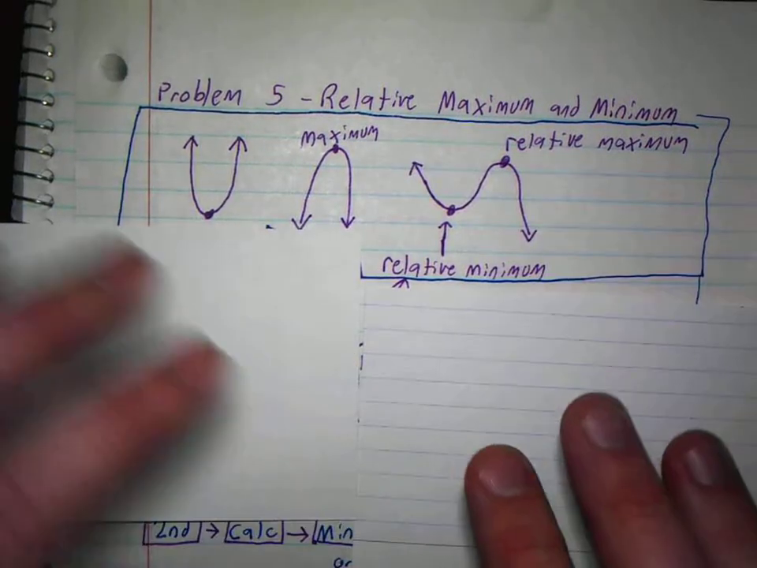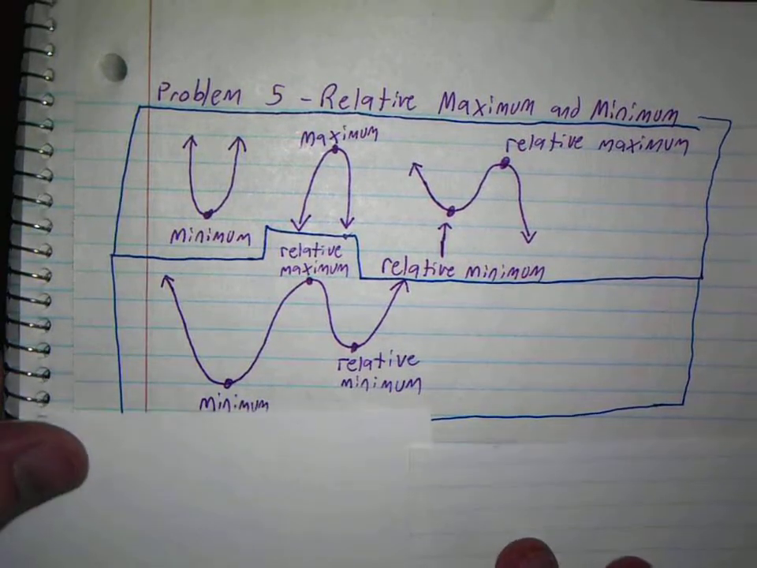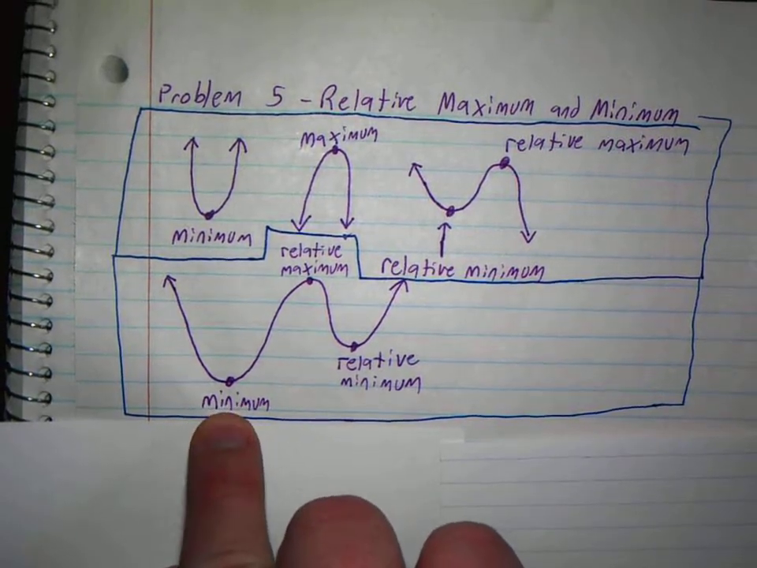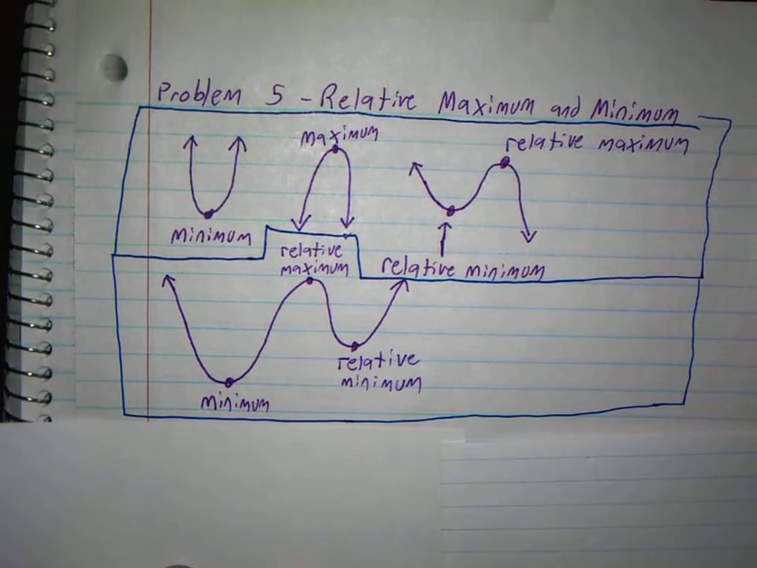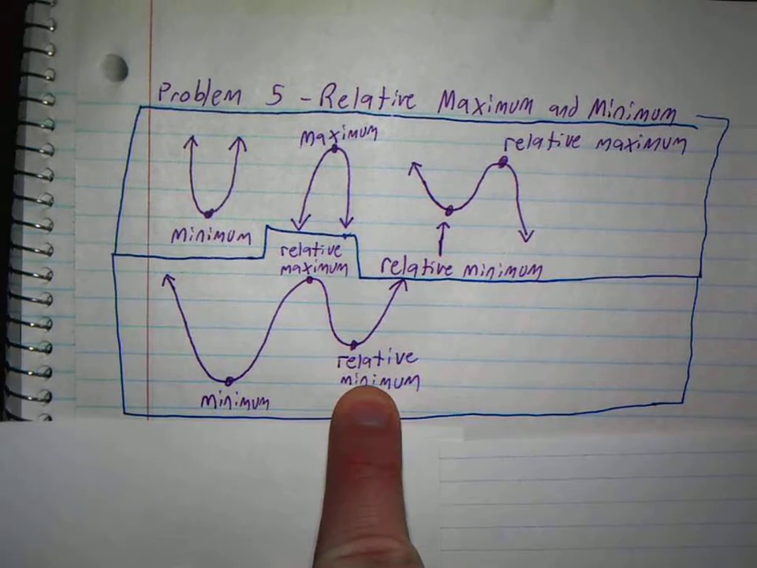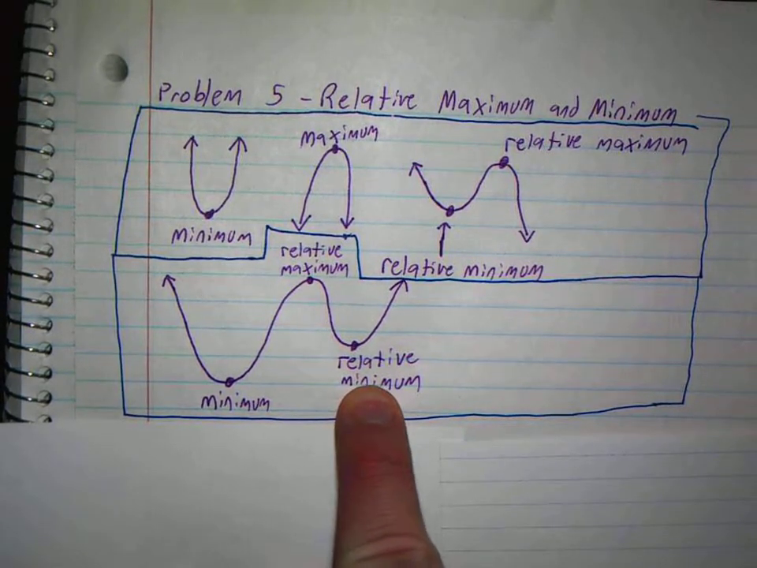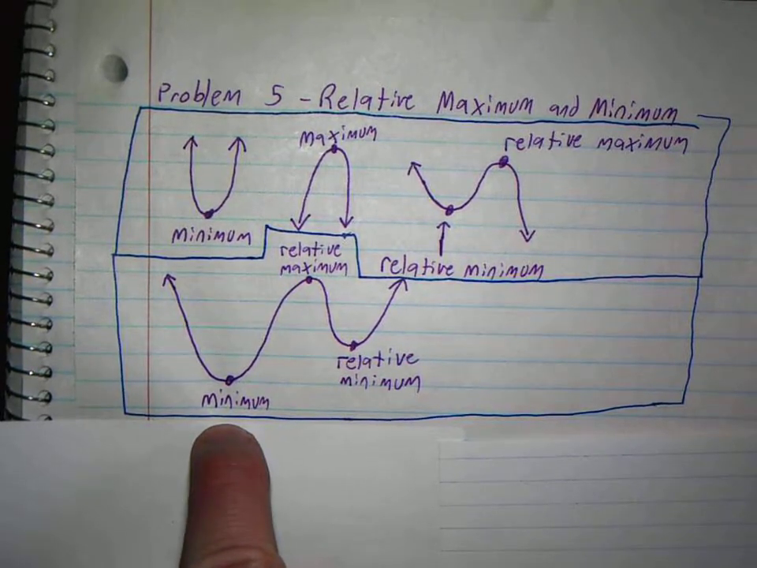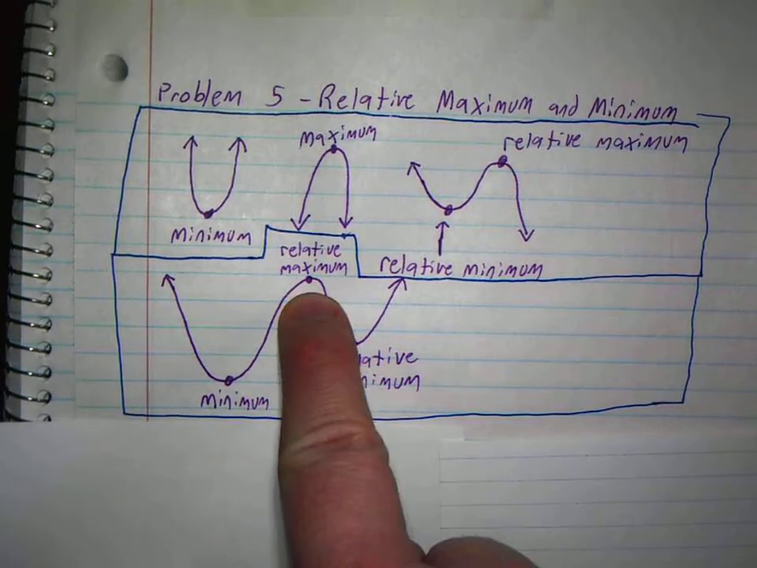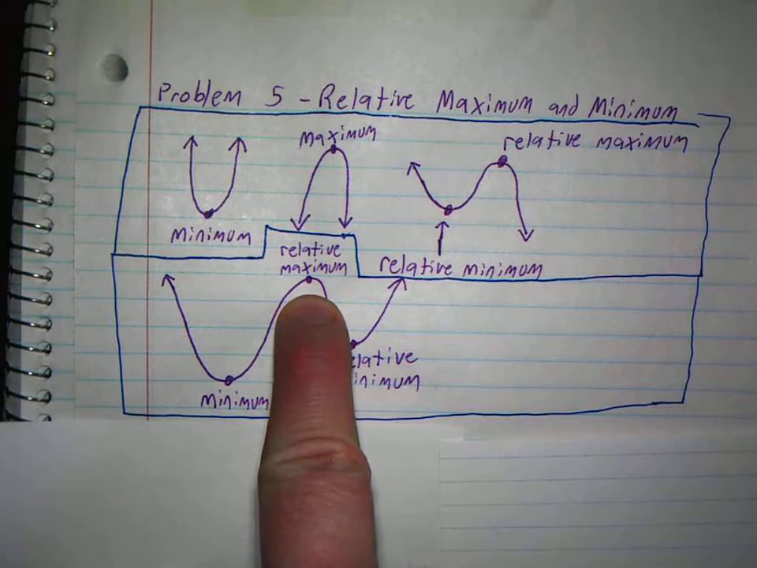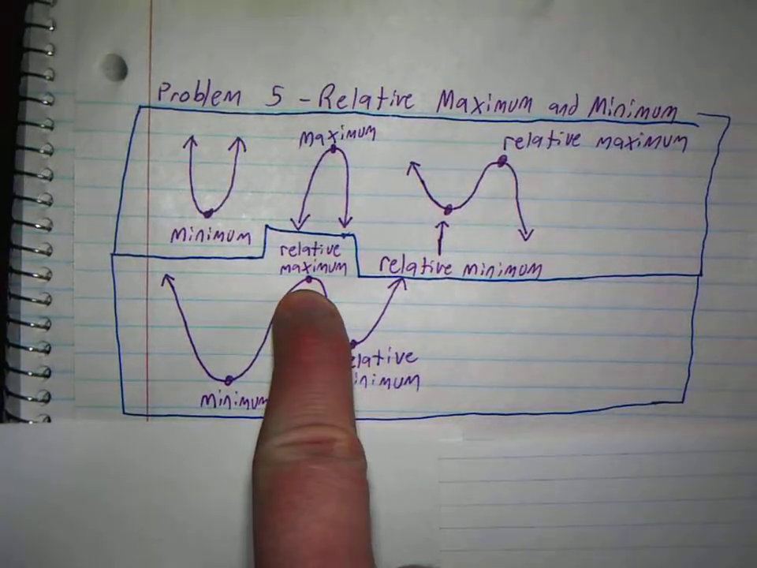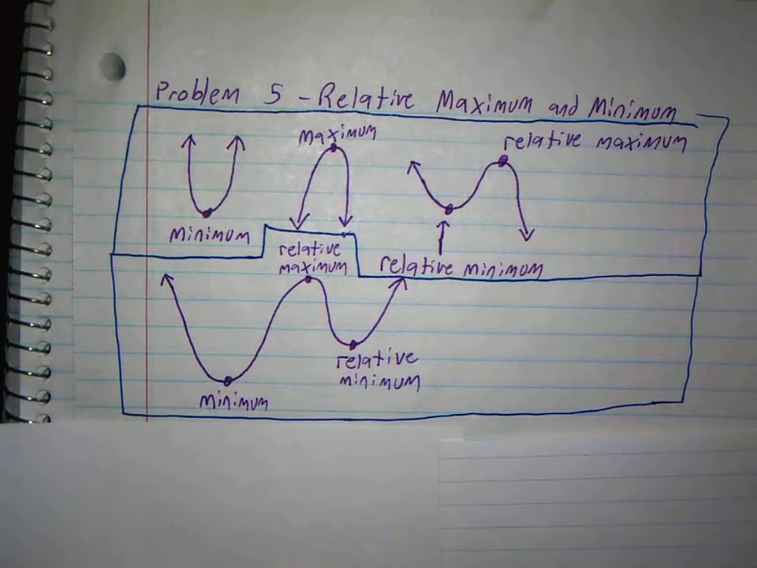Okay? Now in this drawing, we have a minimum, and this is a global minimum. This is the lowest point on this curve. This is a minimum, but it's a relative minimum because this is the true global minimum. And then this is a relative maximum because this goes up higher than that. So do you understand the difference between relative and global? Okay.